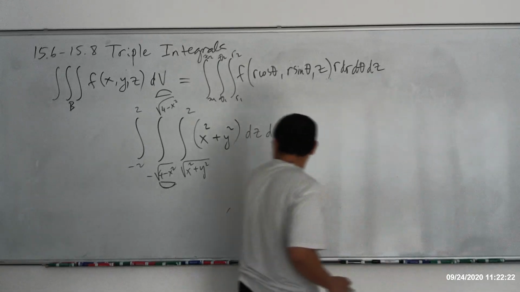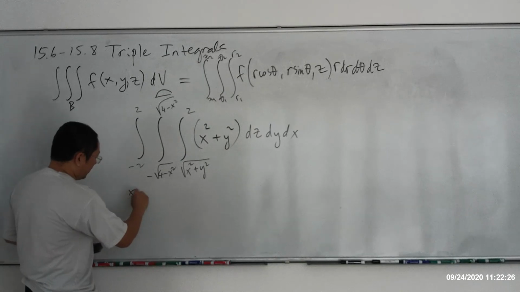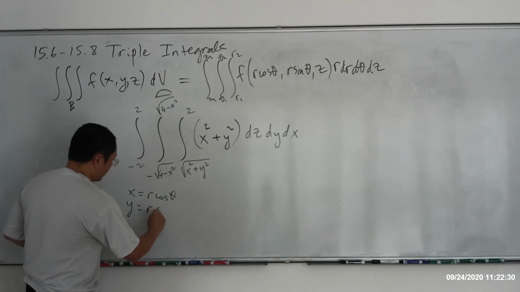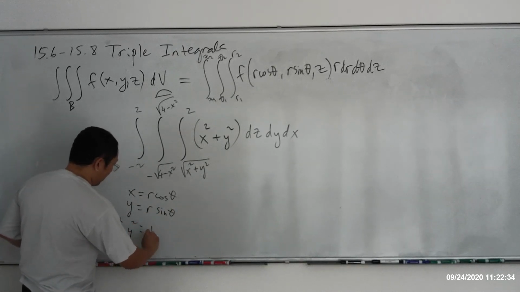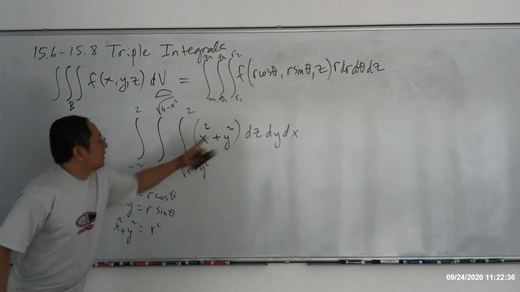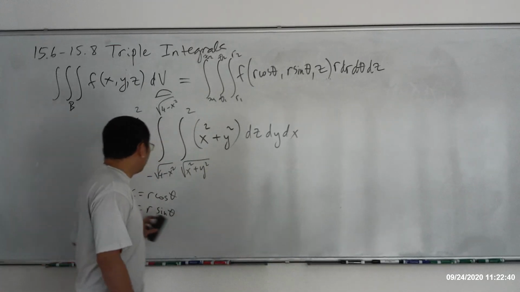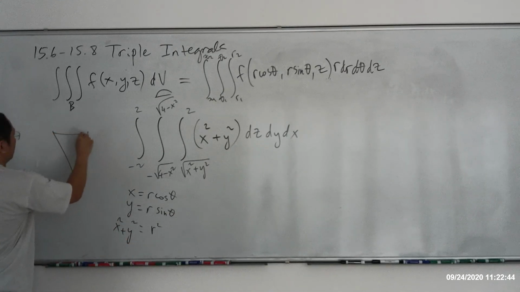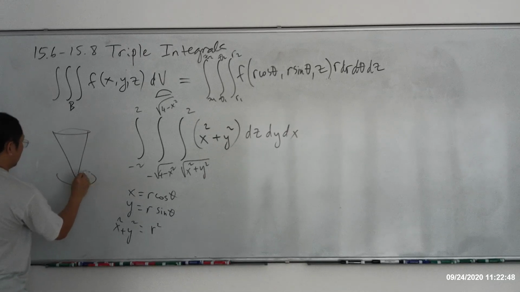Oh, by the way, there was one thing that you guys should see before. x equals r cosine theta, and y equals r sine theta. So x squared plus y squared is going to be equal to r squared. Okay, this is how you change it. So let's work it out. Let me try to redraw the picture so you guys can see the whole thing. And the projection down here is going to be a circle.